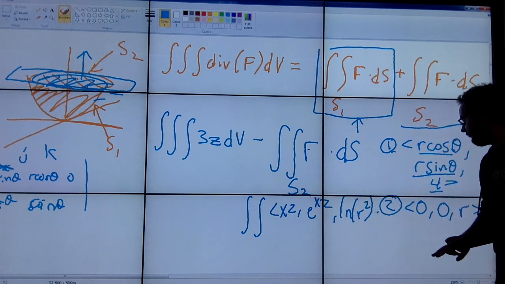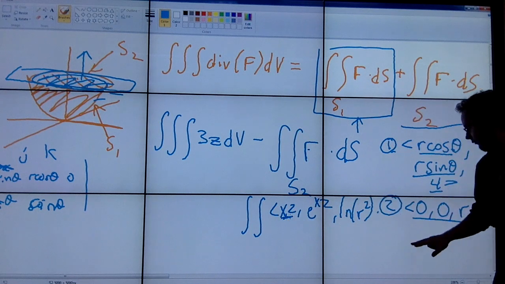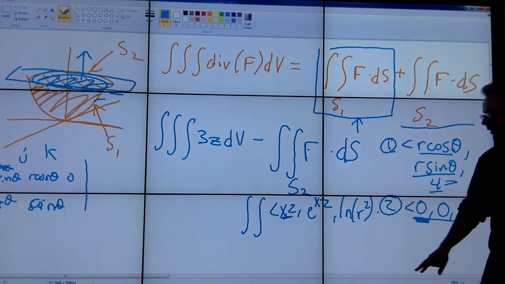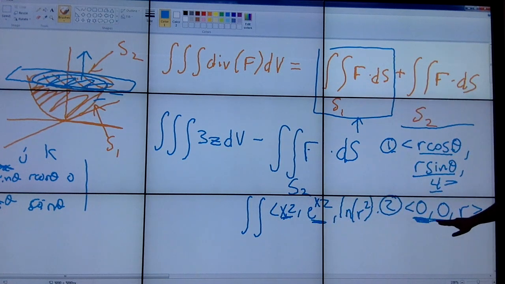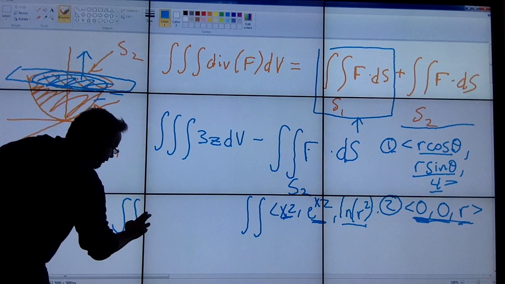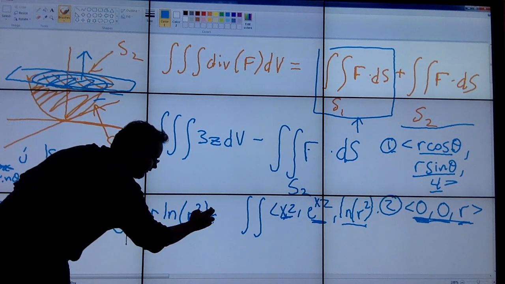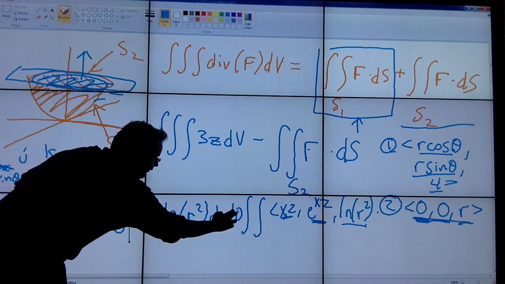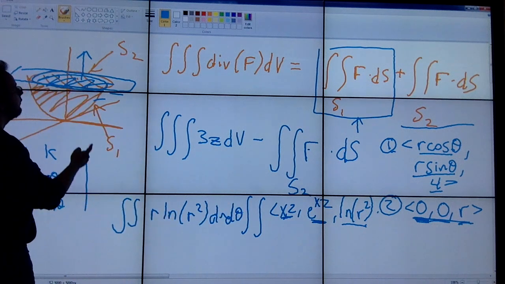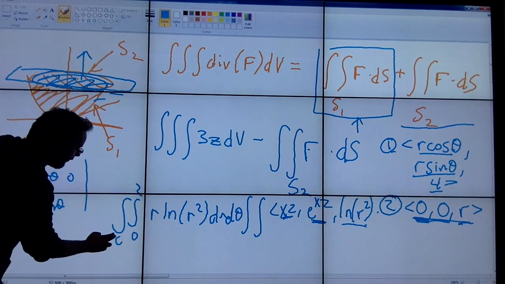And we want to dot this with our dS. Here's the nice thing about this, though. What happens when I dot this with this? 0. What happens when I dot this with this? 0. So I just get ln of r squared times r. So I get the double integral of r ln of r squared, which we'll compute using integration by parts, dr d theta. R goes from 0 to 2, the radius of that circle is 2, and theta goes all the way around, 0 to 2 pi.